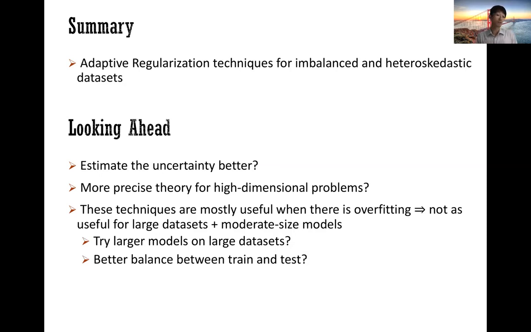So maybe we should also think about how we balance the train and test in the regularization, right? Suppose you already have some underfitting, you already don't have a perfect training accuracy, you still want to use some regularization in the right way, then how do we balance the training error and test error? I guess these are all I want to say.